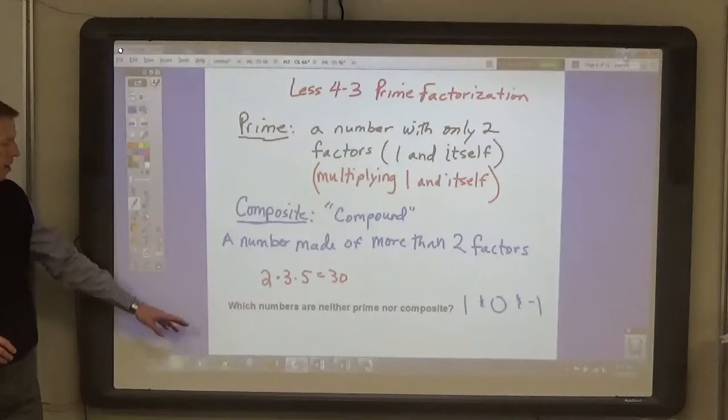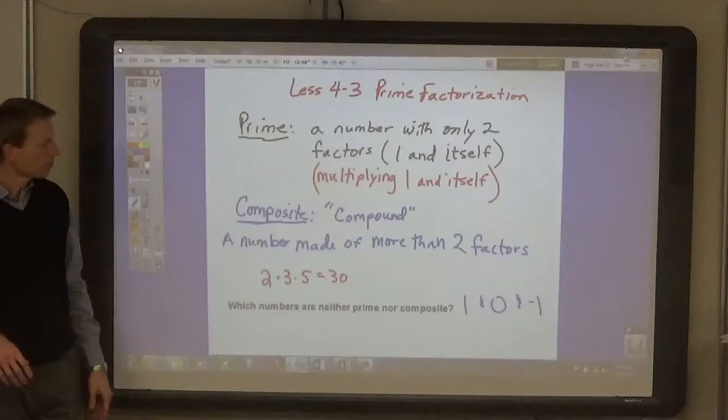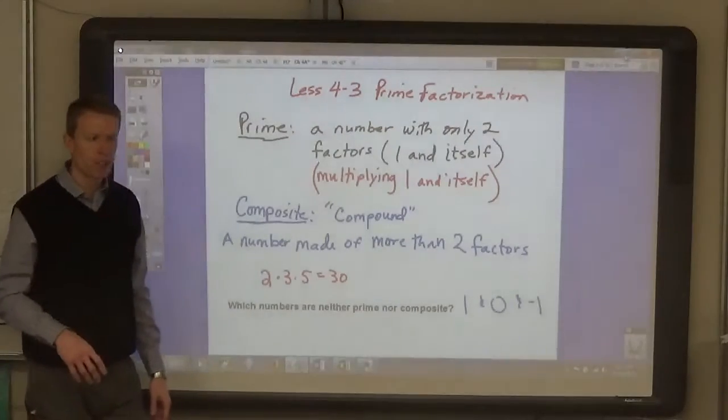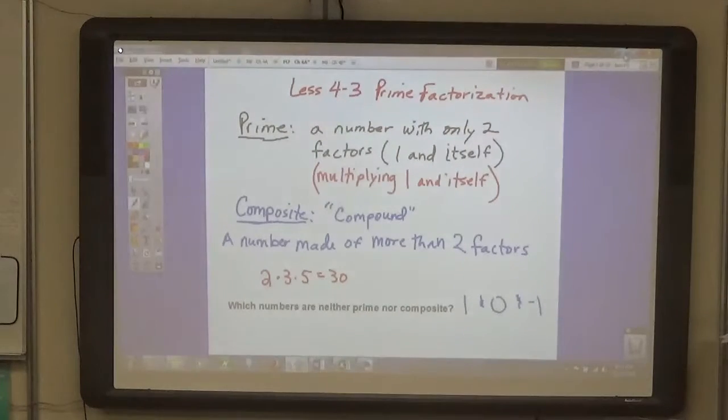Okay? There are some numbers that are neither prime nor composite. Some numbers that don't have 2 factors are neither prime nor composite. 0 is an example. 0 is not prime or composite because you can only make 0 by multiplying 0 times a number. And 1 is neither prime nor composite.